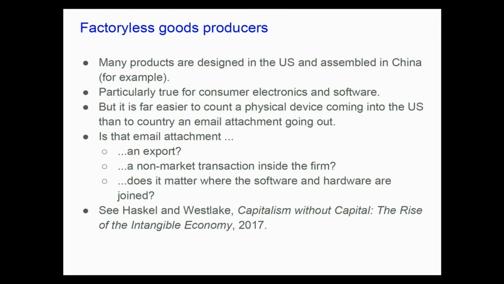So is the email attachment an export? Is it a non-market transaction inside the firm? Does it matter where you put the software and hardware together? You could imagine adding the software to the hardware in California, shipping the phones there, flashing on the software, and going out and selling them. You could put it on a boat going across the Pacific. You could do the final assembly by combining the software and hardware and so on. And this is an example, of course, of how you deal with these intangible components of production, which are more and more important. There's a nice new book by Haskell and Westlake that looks at this question, because more and more of the economy is intangible.